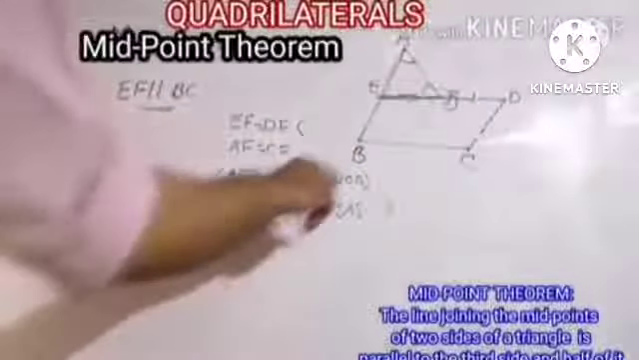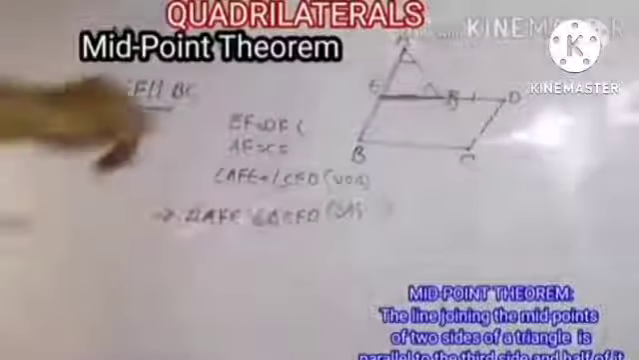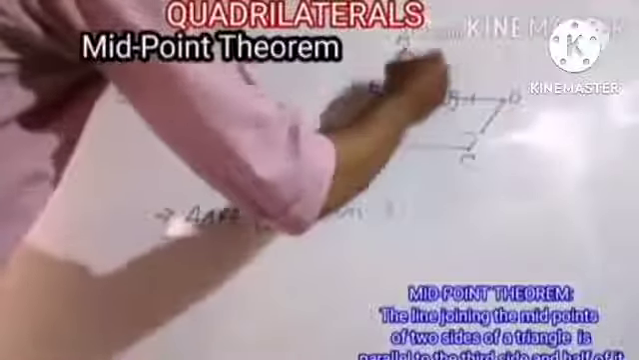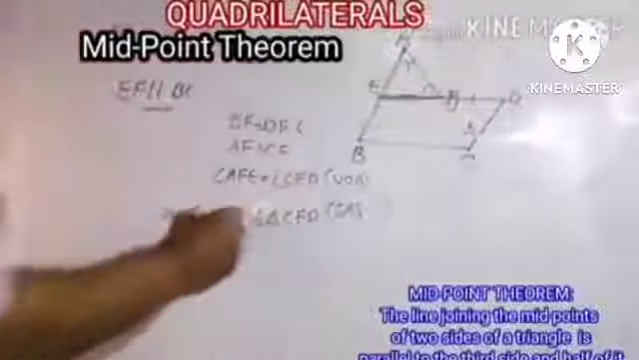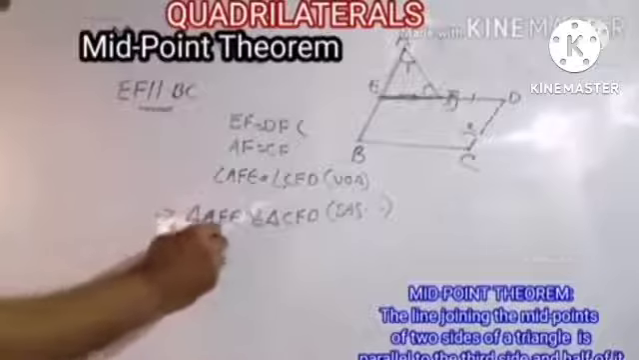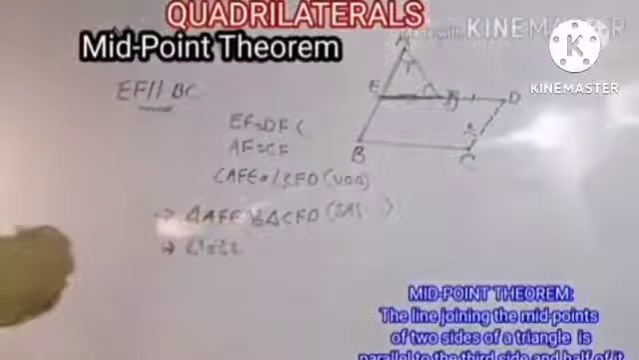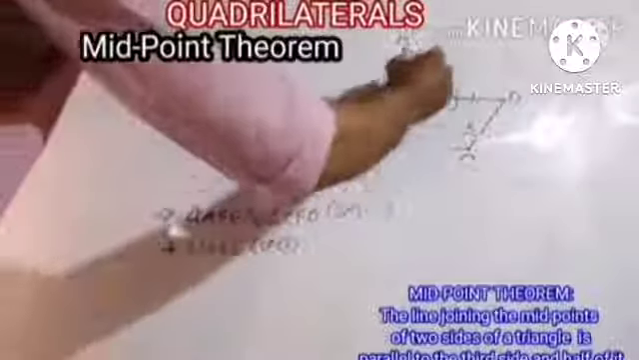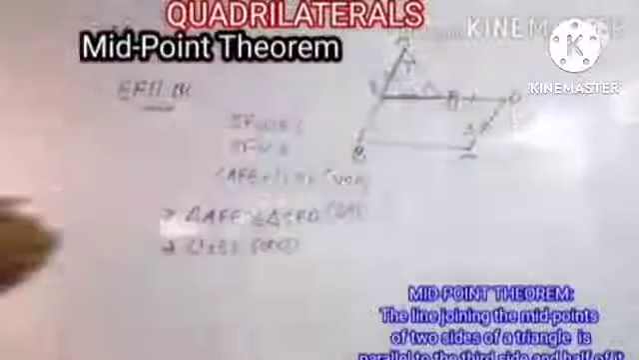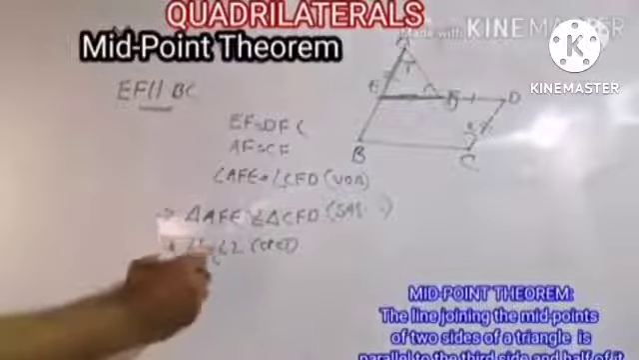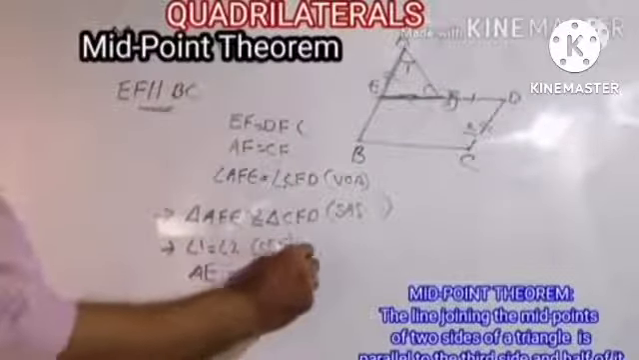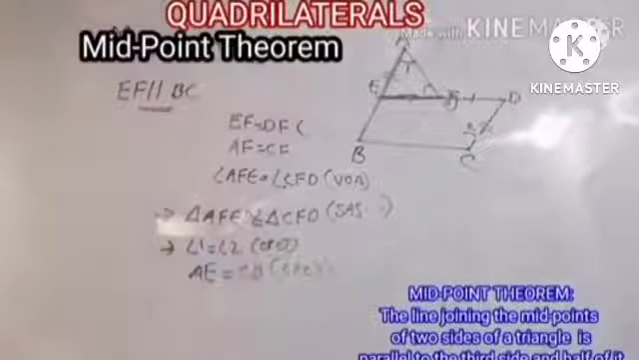Then when two triangles are congruent, we can say that all the other parts are equal. So angle 1 and angle 2 are equal, which implies angle 1 equals angle 2, by CPCT. Also AE equals CD, again by CPCT.